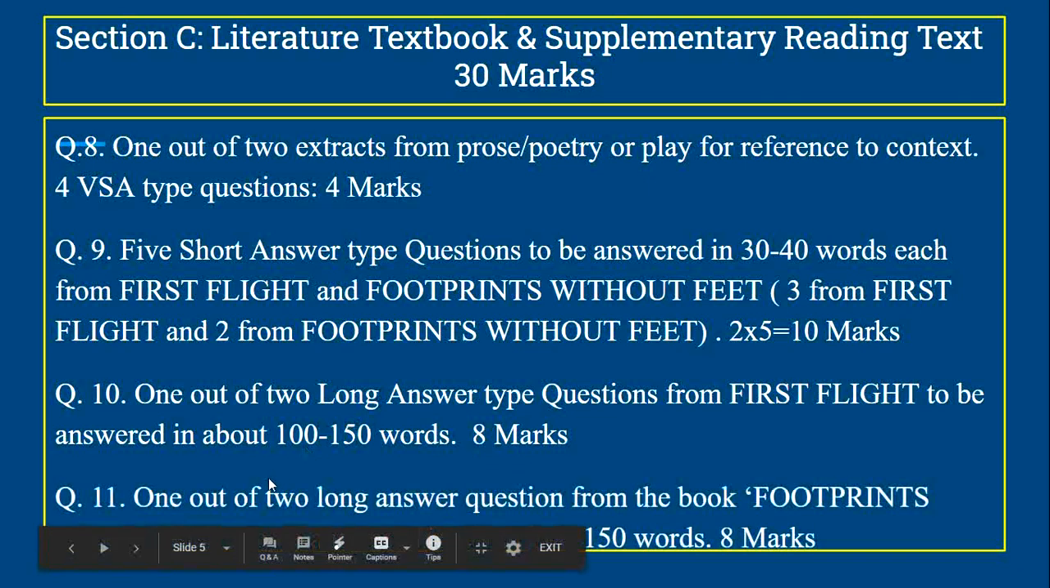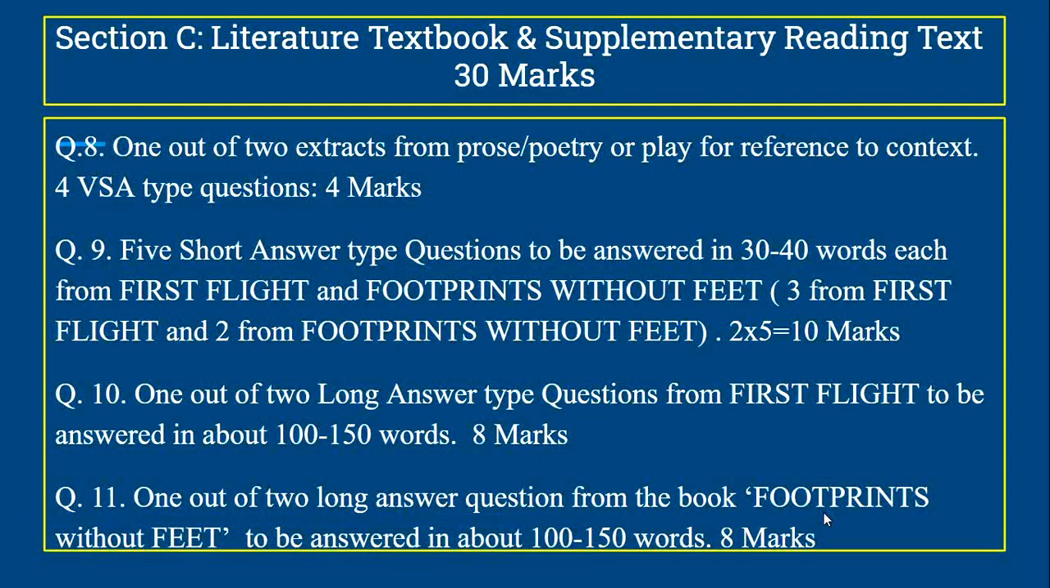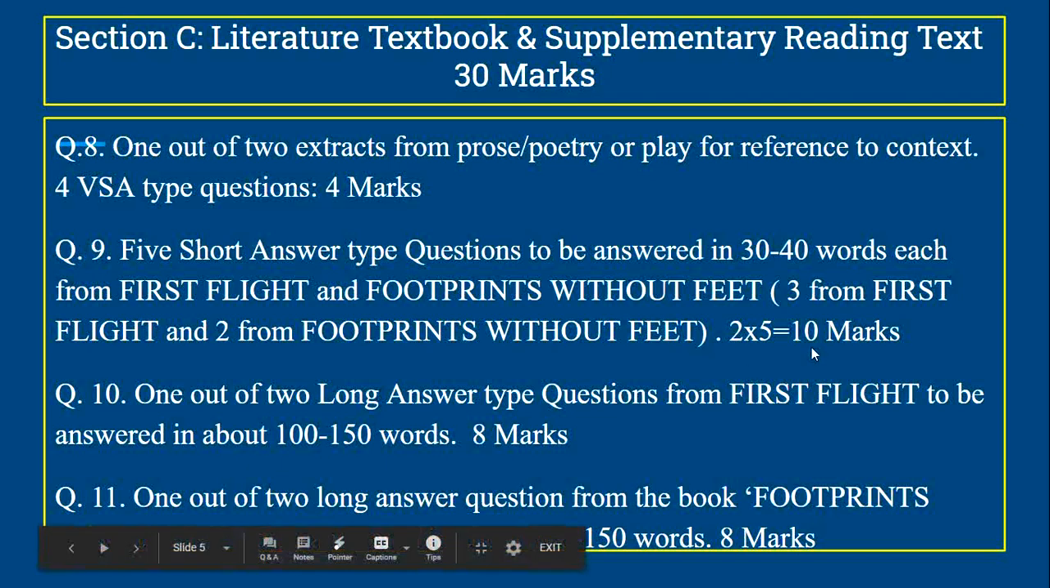Question number 11 is similar to question number 10. There will be a total of 2 long answer type questions, and you have to attempt only 1. But these questions will be set from your supplementary reader, Footprints Without Feet, and you have to answer them in a similar manner to question number 10, in 100 to 150 words, and 8 marks are allotted for this question. So in this section also you shall have a total of 30 marks. 4 plus 10 is 14, 14 plus 8 is 22, 22 plus 8 is 30.